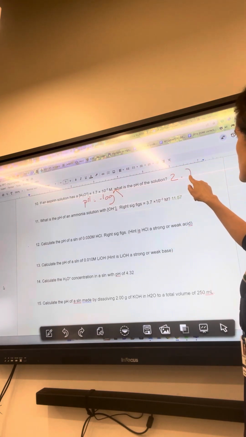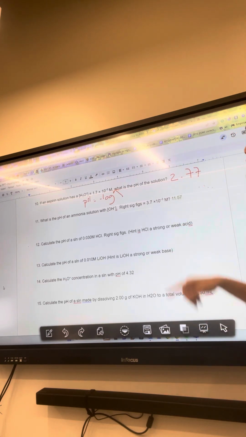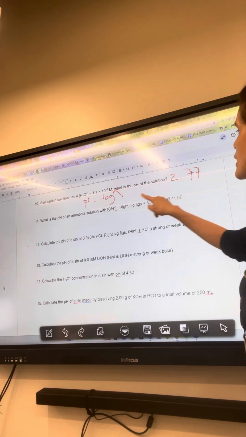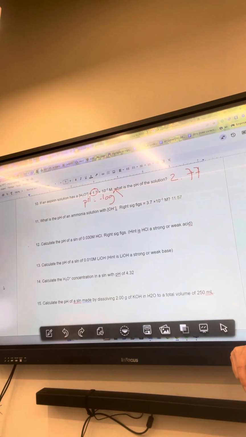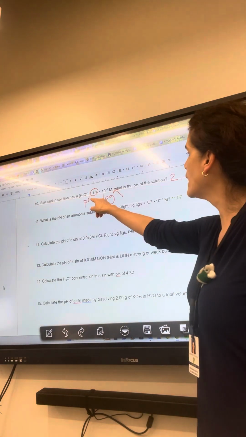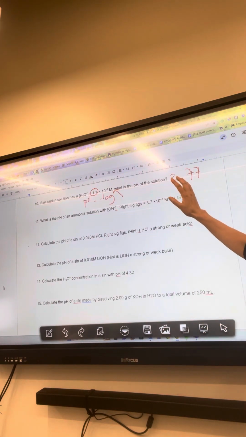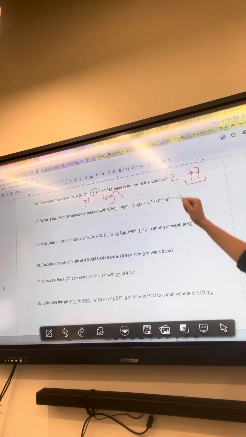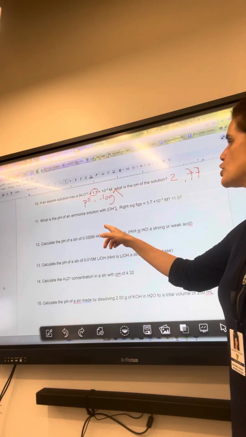Or 2.77 if you're rounding. I'm confused, does it have to have two significant figures? Two significant figures means two decimals. For pH, it's weird, the significant figures are the decimals. That's a weird one.